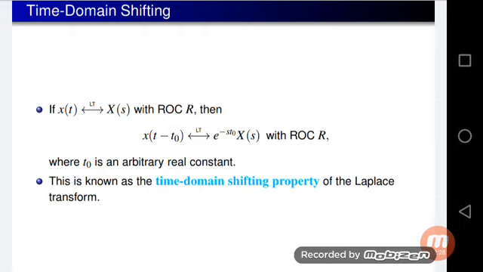When we are replacing t with t minus t naught, that is called time domain shifting, where t naught is an arbitrary real constant. This is known as the time domain shifting property of the Laplace transform.